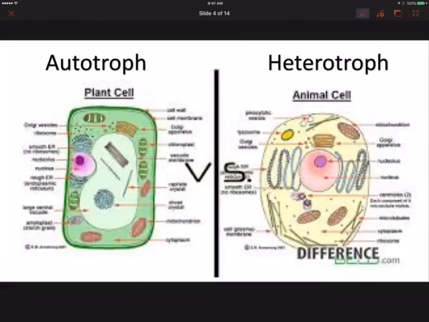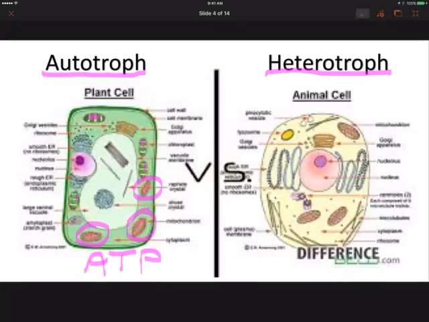Another thing we're going to quickly talk about is the difference between an autotroph and a heterotroph. Autotrophs are organisms that are able to produce their own energy or their own sugar. So they have chloroplasts. This picture of a plant cell has 4 chloroplasts inside of it. Those chloroplasts undergo photosynthesis and make glucose. That glucose is then used by the mitochondria in that cell to produce energy in the form of ATP.